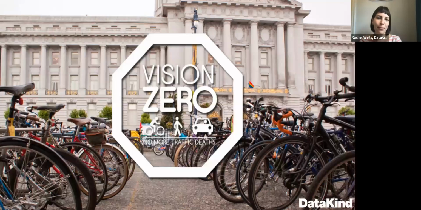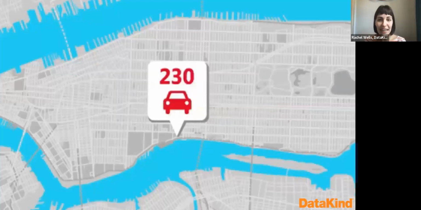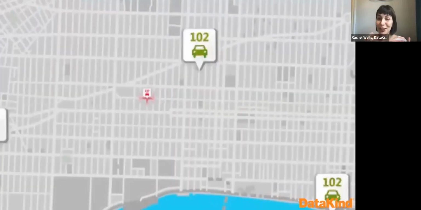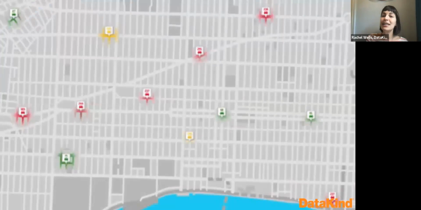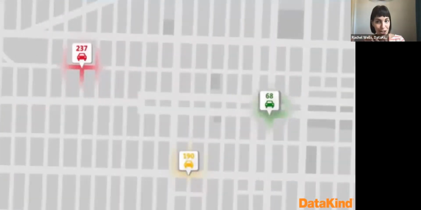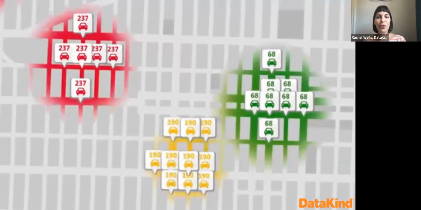Our first example is with Vision Zero, which is a global movement centered on the idea that no pedestrian or bicyclist death by motor vehicle is accepted. So starting with the question, how do we reduce traffic deaths? DataKind needed to bring together a consortium of stakeholders, like we talked about, one of the 6 components, in our 3 partner cities.